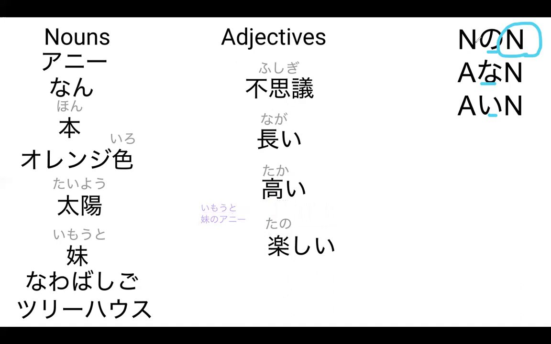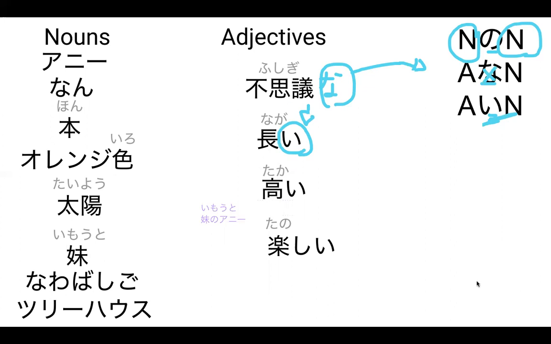So, with nouns, it's pretty simple. It's just the noun, no, noun. However, with adjectives, there's two kinds of adjectives. There's e adjectives, which end with e, and na adjectives, which theoretically end with na, but they're normally seen without na. So you only ever see na when it's being connected to something. So if you see an e at the end, then it's an e adjective and you don't use na.